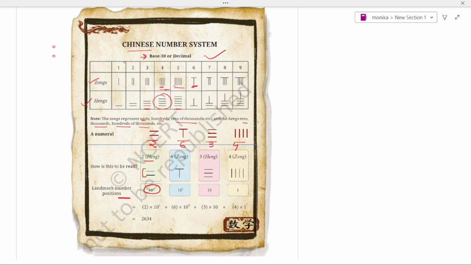This is the presentation of the number. This is how we read it. And for the landmark numbers, because it has 4 digits, we start with the highest one, 10 cube, 10 square, 10 and 1. Why are we taking 10 here? Because at the start they mentioned it is a base 10 system. Let's multiply with them, and after adding you will get 2634, which is the number presented here. So do it carefully.